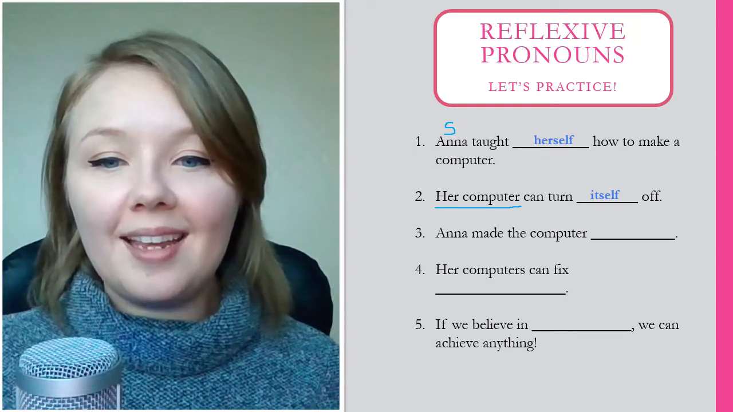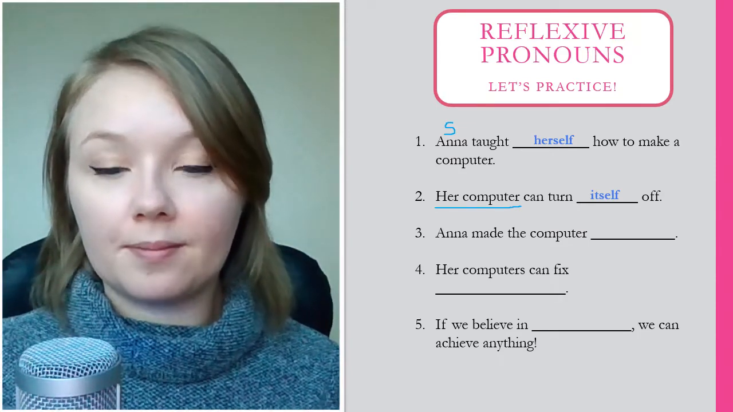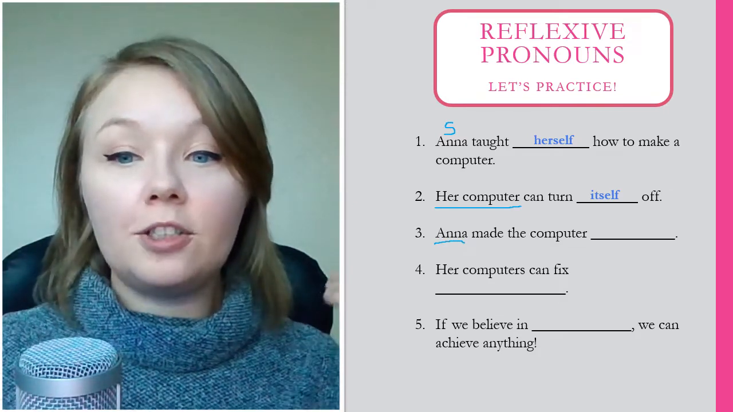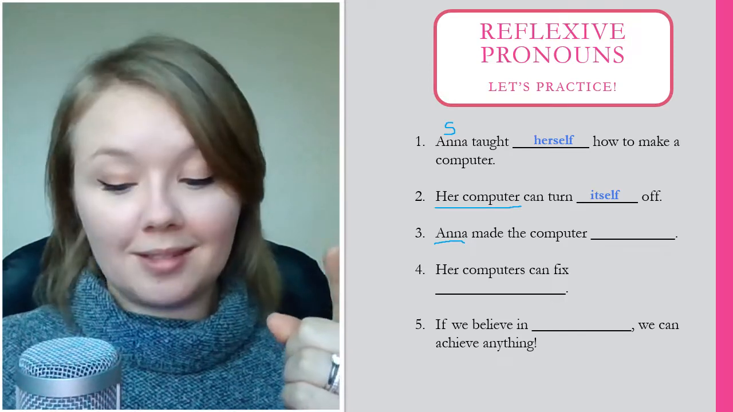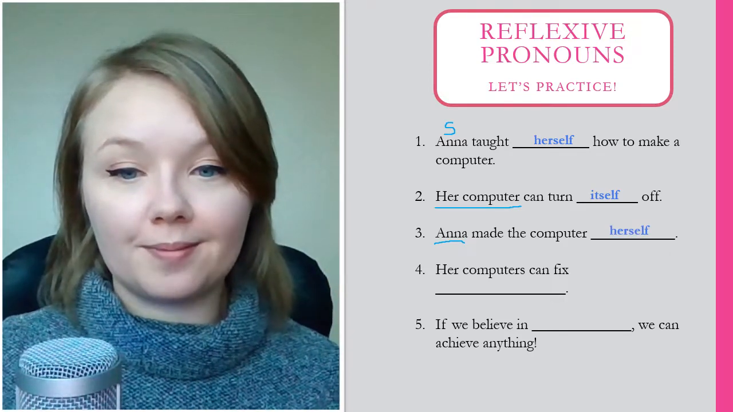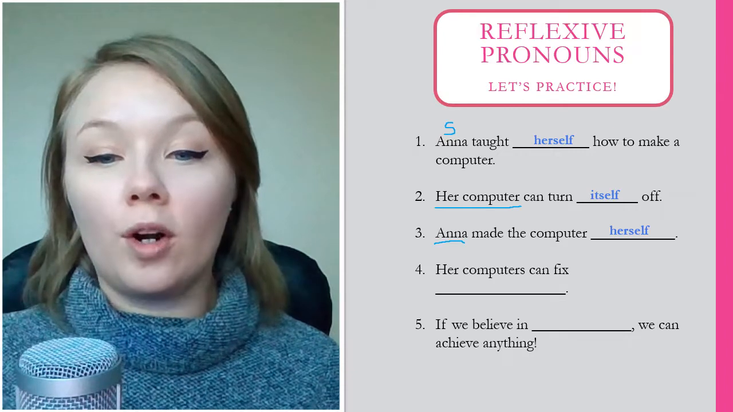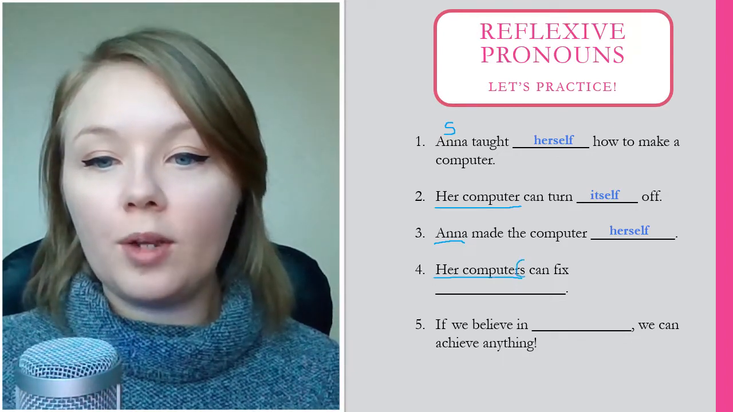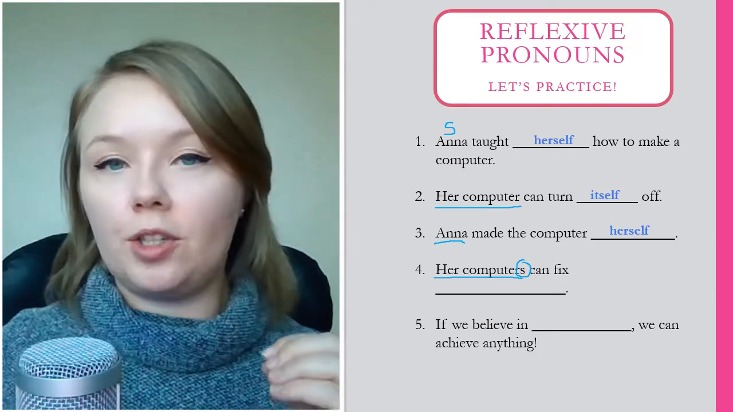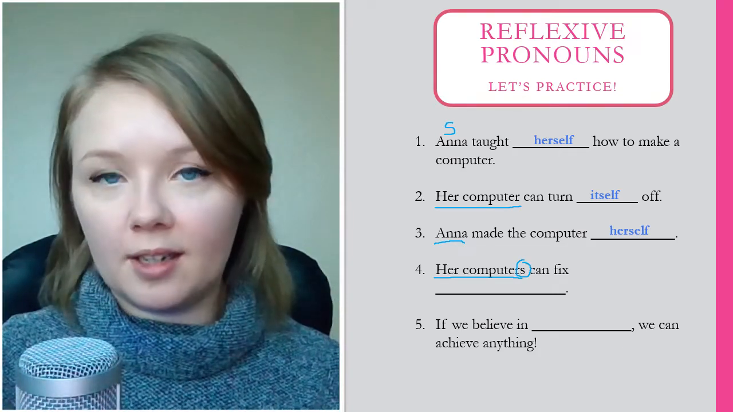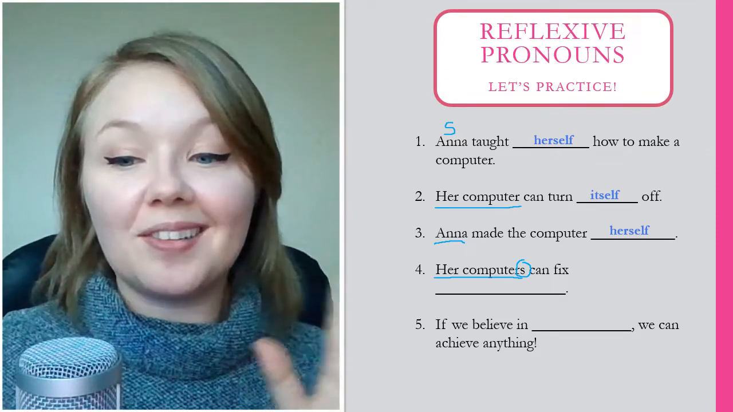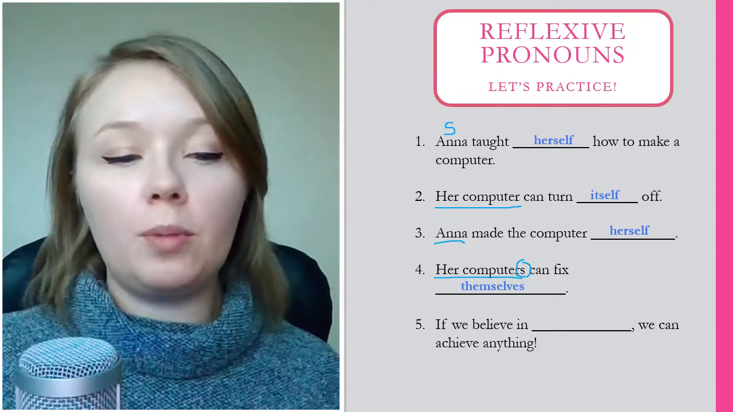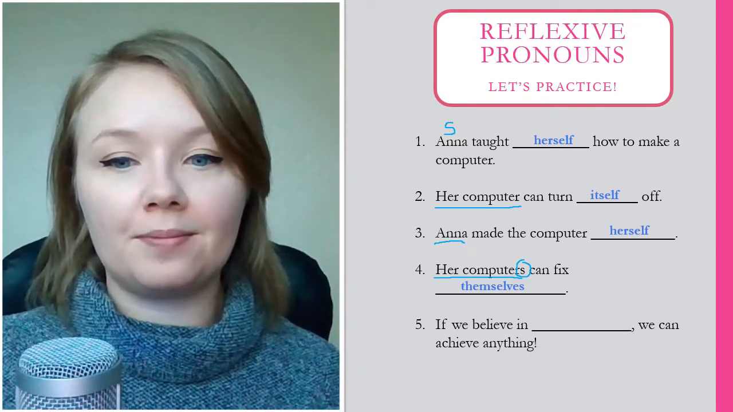Number 3, Anna made the computer blank. So here our subject again is Anna. She made the computer herself. Number 4, her computers can fix blank. So here it's plural, so we're going to use something with selves. And we can't say itselves, more than one. We would say themselves. Her computers can fix themselves.